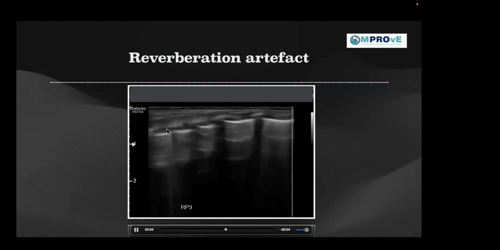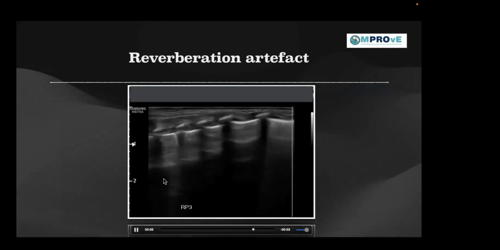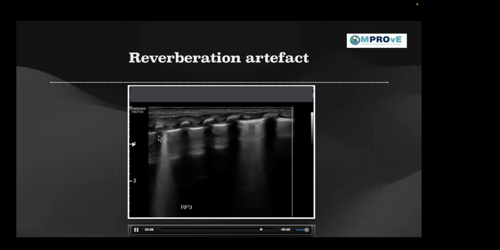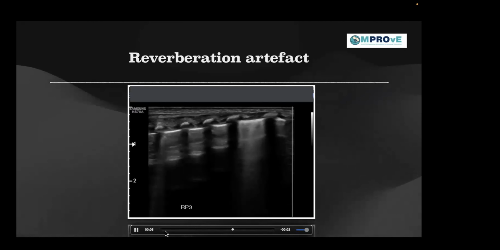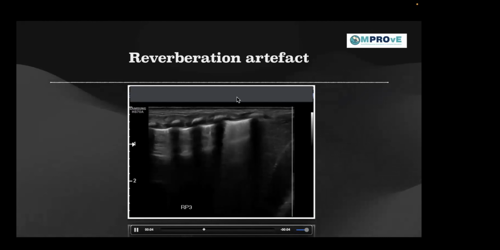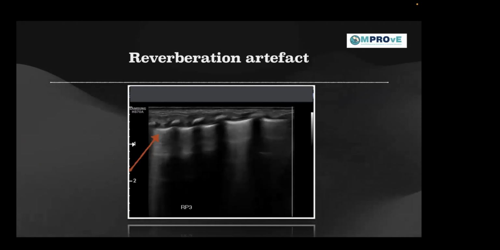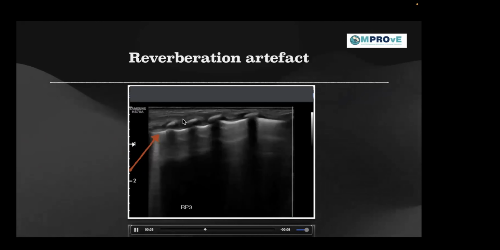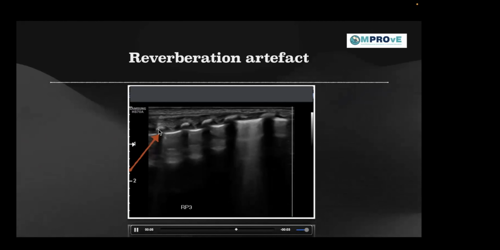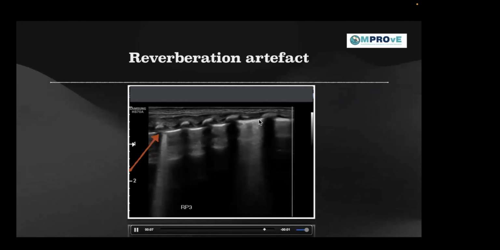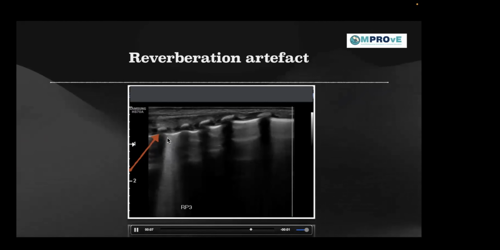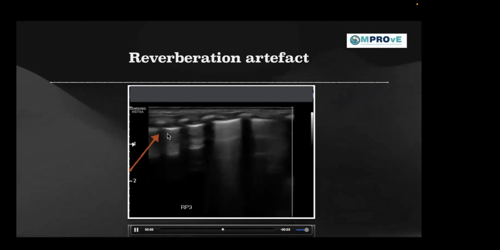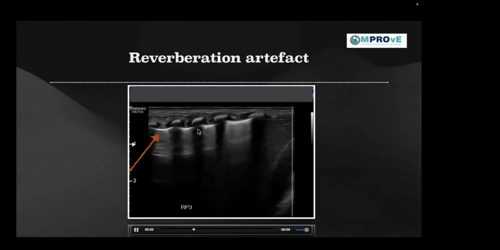Again, if you see this particular area over here, you can see these lines are reaching all the way to the bottom of the screen. Again, first thing first, is there a pleural line? Yes, there is a pleural line. Is there a pleural sliding? Yes, you can see the B lines are moving with your respiration. So yes, there is a pleural sliding.